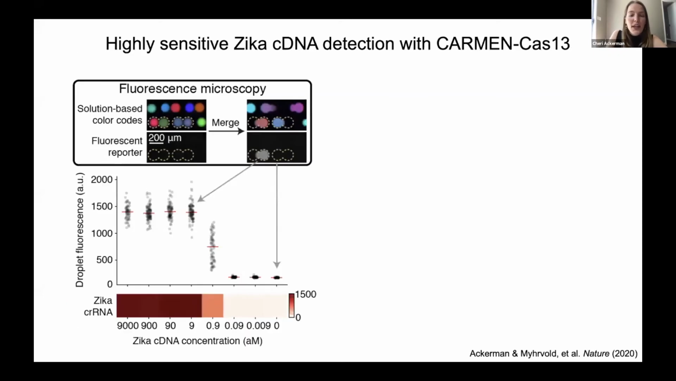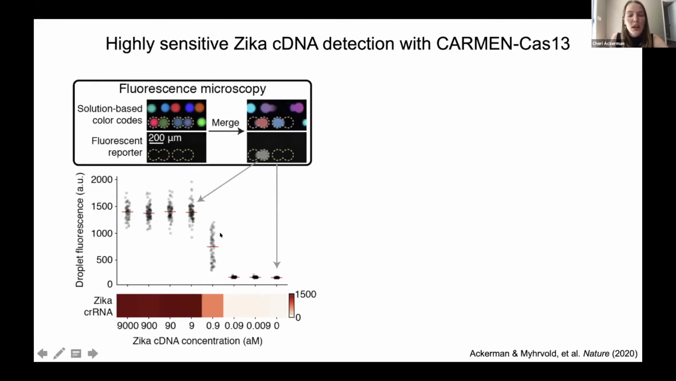Okay, so what does the data actually look like? At the top, you can see some fluorescence images of the color codes and the reporter channel before and then after droplet merging. So after merging, we quantify the reporter signal, and you can see below this plot of the fluorescence intensity is on the y-axis, and then concentration of the input DNA is on the x-axis. And this was just for a simple limit of detection experiment that we did with Zika virus as an example. High concentration is on the left, and then the concentration goes down, going to the right.